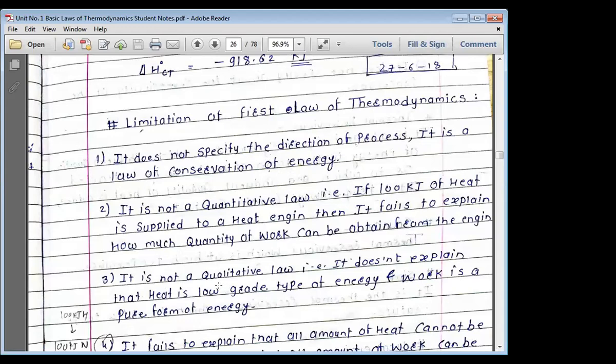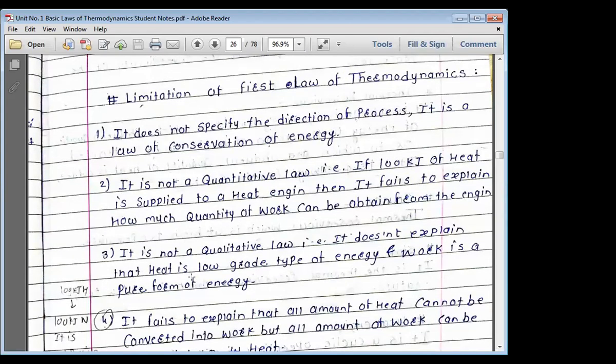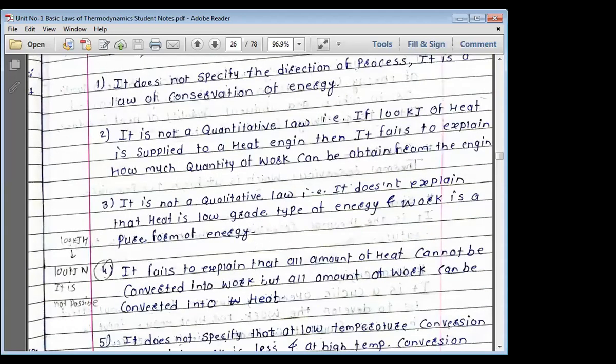It doesn't explain that heat is a low grade type of energy and work is a pure form or high grade type of energy, because all amount of work can be converted into heat, but all amount of heat cannot be converted into work. It fails to explain that all amount of heat cannot be converted into work, but all amount of work can be converted into heat. So this is a supplementary of the third point.